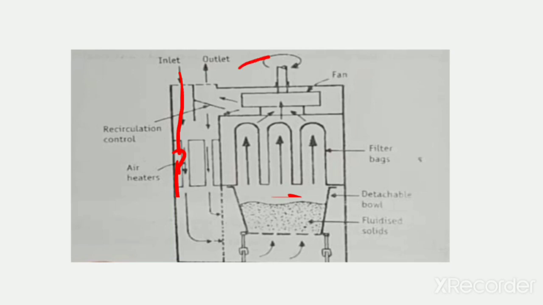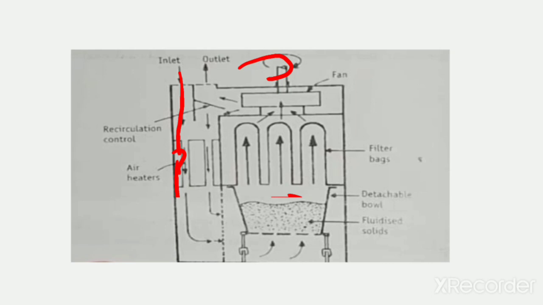At the same time, the fan is allowed to rotate. When the air is passing through the detachable bowl, at the same time the fan rotates, so the air velocity gradually increases, and because of that granules from the bottom of the detachable bowl are lifted up. Granules are lifted from the bottom of the dryer when the air velocity is greater than the settling velocity. During that period, the granules remain suspended in the air stream. This condition is known as the fluidized state.